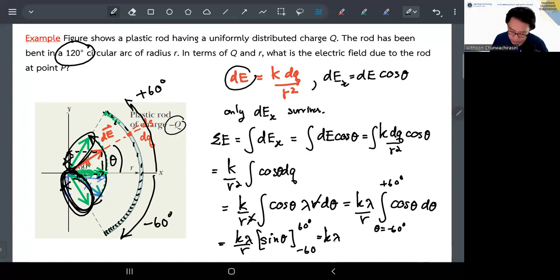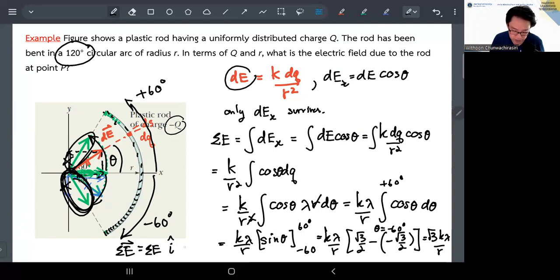All right, let me do it until the end, so everyone sees the whole picture here. That's the upper limit, root 3 over 2. Subtract the sine of the negative, which is negative root 3 over 2. So that's it, guys. It's root 3 k lambda over r. And that's your net electric field at the origin. If you want to put it in vector format, it's just the magnitude we just got, root 3 k lambda over r, in the direction. And you are done.